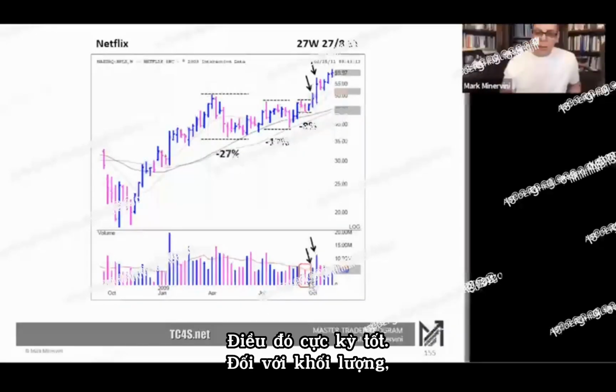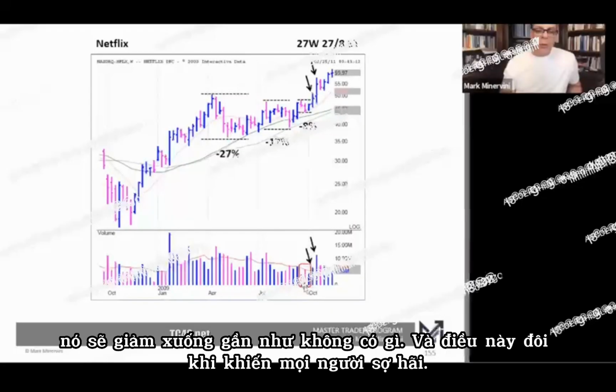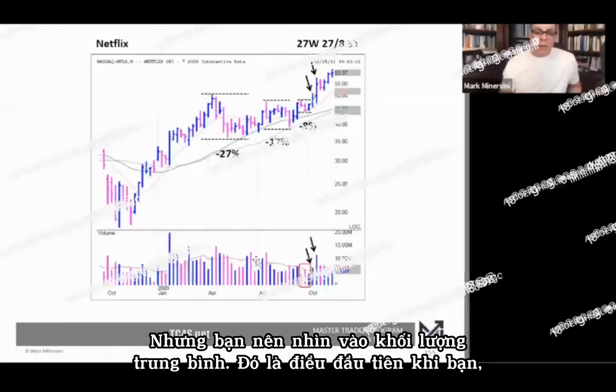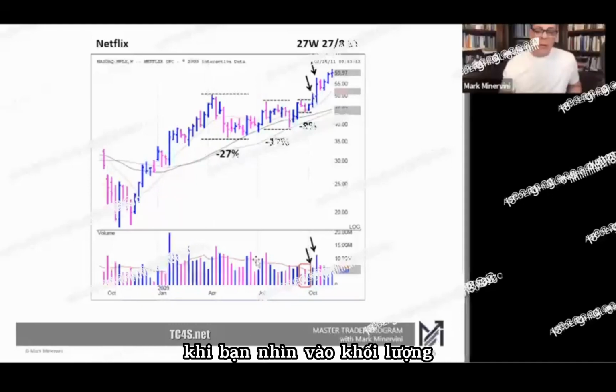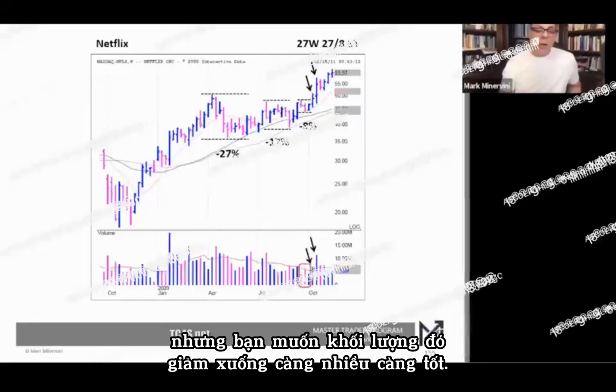Yeah, very good point. With the volume, sometimes the volume will come down, especially if it's a smaller mid cap stock. It'll come down to almost nothing. And this sometimes scares people. They're like, "Oh, I can't buy that. It's so thin." But you want to look at the average volume. That's the first thing when you look at volume, for making a decision whether a stock is too thin or not. But you want that volume to come down as much as possible.